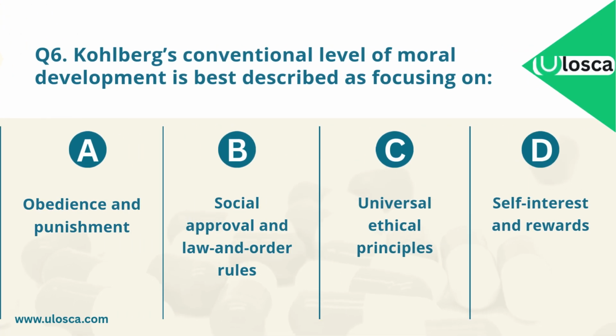Question 6. Kohlberg's conventional level of moral development is best described as focusing on A. Obedience and punishment. B. Social approval and law and order rules. C. Universal ethical principles. D. Self-interest and rewards. Which one is the correct answer?